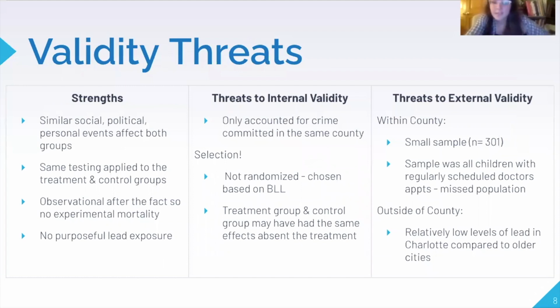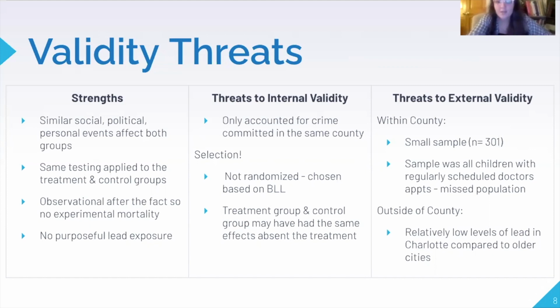So in terms of validity, first of all, there are many strengths. There were similar social, political, and personal effects affecting both the treatment and the control groups, which reduces the effects of maturation and history. And also there was the same testing applied to both groups, which reduces the effects of testing and instrumentation effects. Also, this was observational, so they were looking at data after the fact. So there was no experimental mortality of people leaving the study halfway through. And also because it was observational, there's moral strength in that there was no purposeful lead exposure.